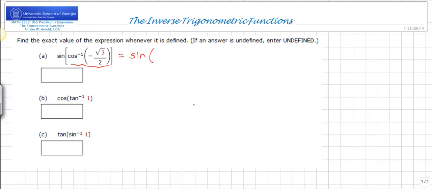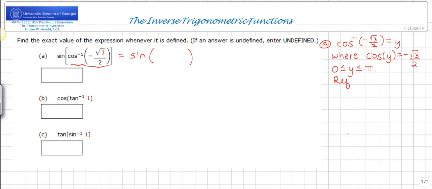So I'm going to leave a space here for sine of some angle. And I'm going to note for part A that cosine inverse of negative root 3 over 2 is an angle, let's call it y, where cosine of y is negative root 3 over 2, and I can only pick y to be in the first or the second quadrant.